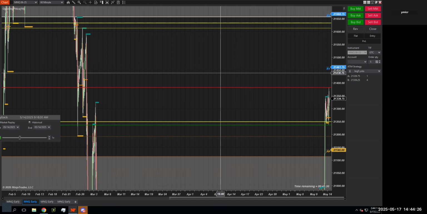Okay. Let me ask you this: who's causing this push down? You mean what's causing it? Yeah. It's just the market structure that caused it.